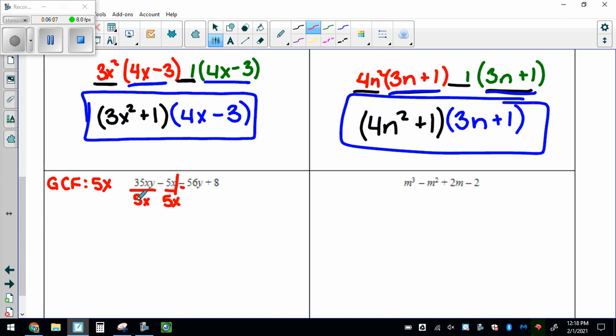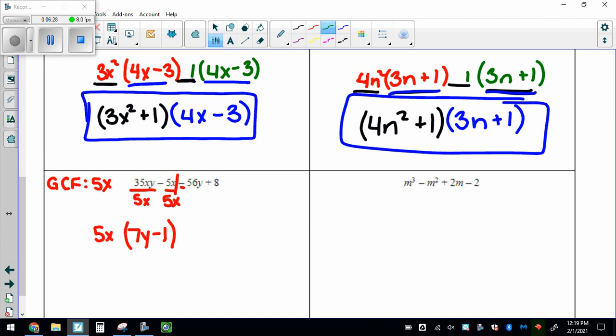35 divided by 5 makes 7. X divided by x means there are no x's left. Just bring down this y. Negative 5 divided by 5 makes negative 1. X divided by x is nothing. So there's my remainder, 7y minus 1. And the GCF of 5x goes out in front.